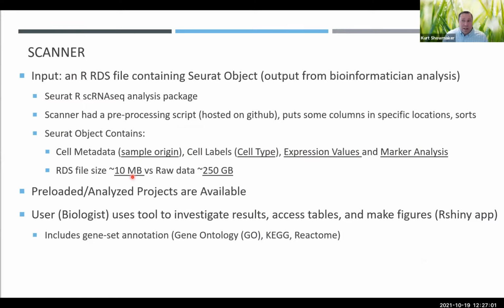The RDS file is about 10 megabytes in size compared to the raw data, which is 250 gigabytes in size per run. So again, it saves a lot of space doing that. And the scanner app also contains the gene ontology, the KEGG pathway analysis, and Reactome pathway analysis.